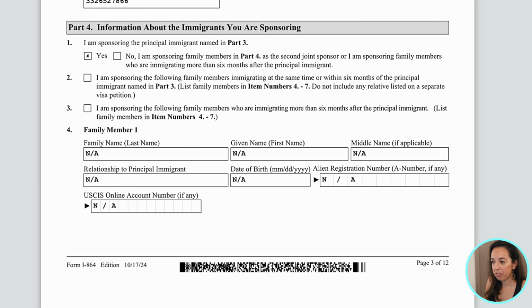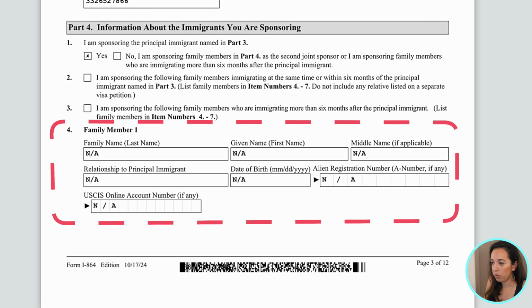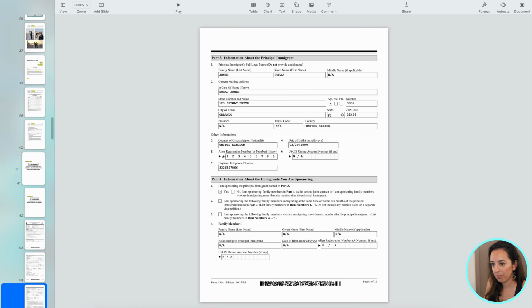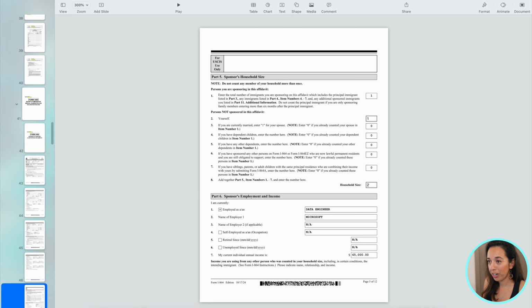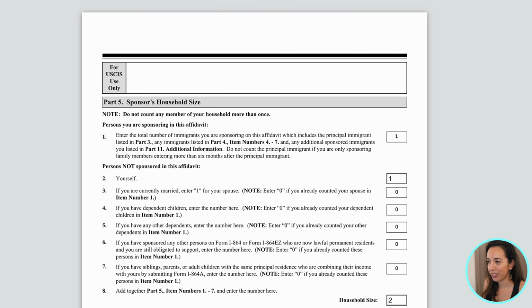Part 4 asks information about the immigrants you are sponsoring. So I checked the yes box for I am sponsoring the principal immigrant named in Part 3. Question 4, where it asks family member 1, you do not need to fill out as you've already entered the information above. So we just wrote NA. On page 4, where it asks family member 2, 3, and 4, we just typed in NA as it does not apply to us.